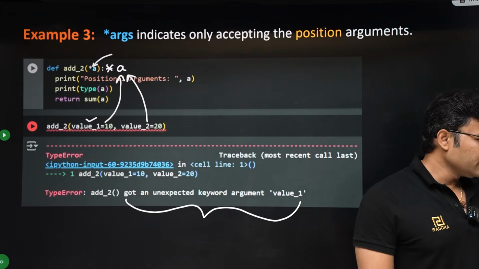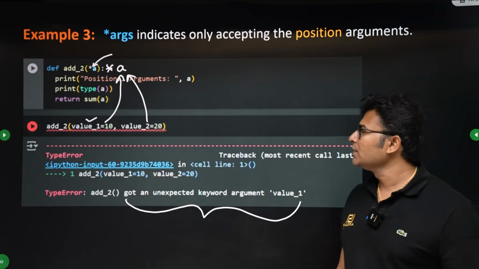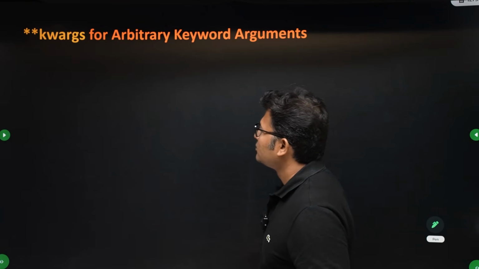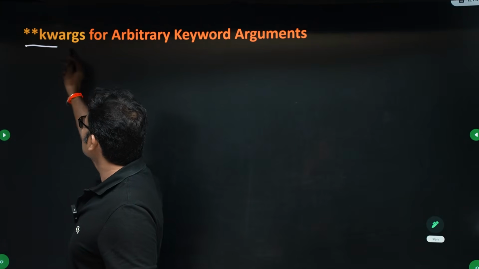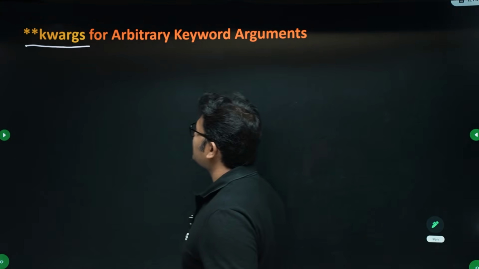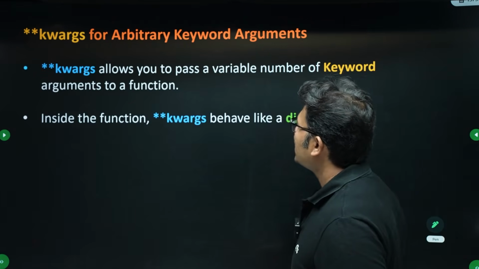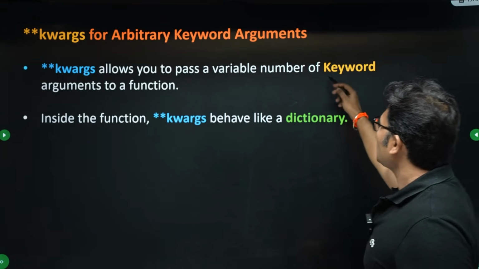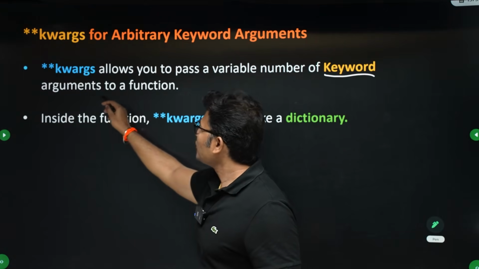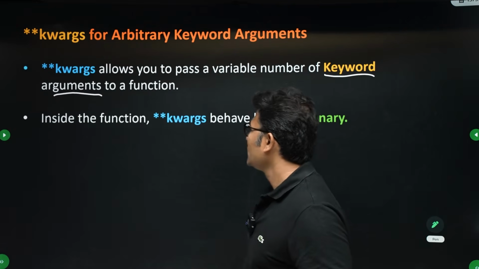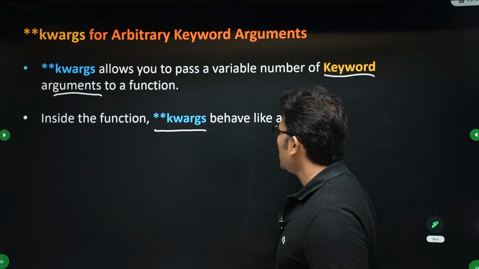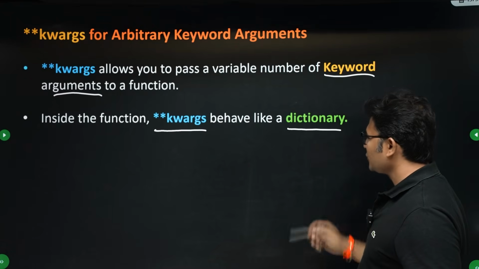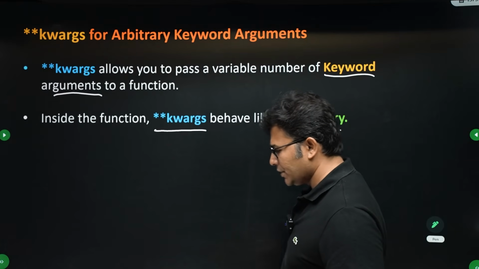You should send only positional arguments, not the keyword arguments. Now star keyword args is used to send the keyword arguments. It allows you to pass a variable number of keyword arguments to a function. Inside the function you are going to use star kwargs, and it will behave like a dictionary. Okay, so you don't know what a dictionary is.